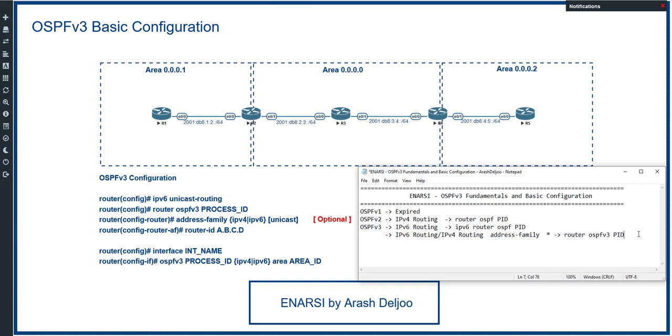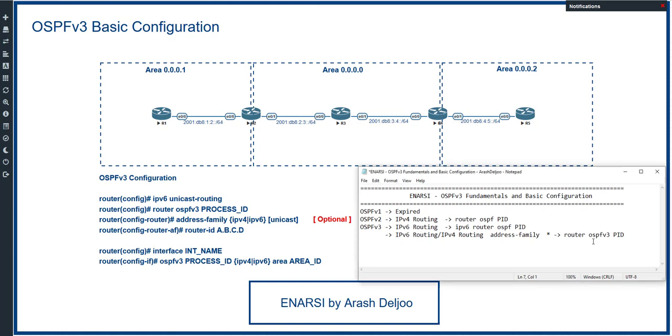Actually, in this class about OSPF version 3, we are using only this method, router ospfv3 PID, and we don't use the other method because with it you are enabling OSPF version 3 only for IPv6. But with the next generation of OSPFv3, we have the ability of routing for both address families, IPv4 and IPv6.